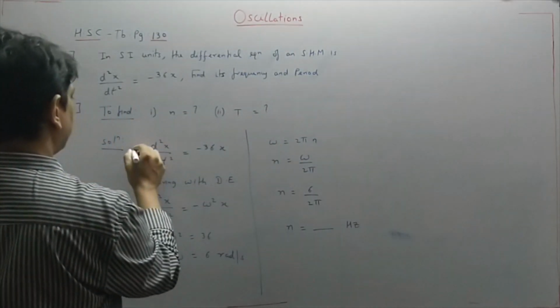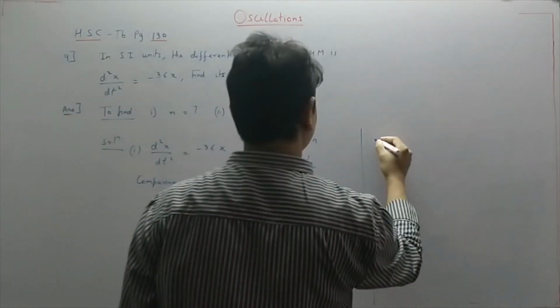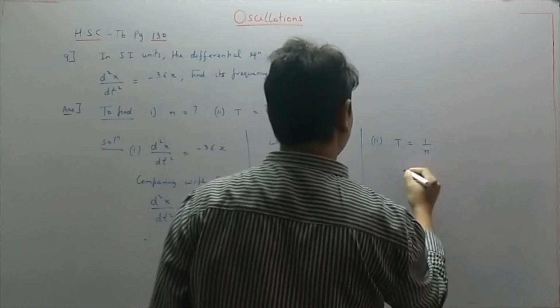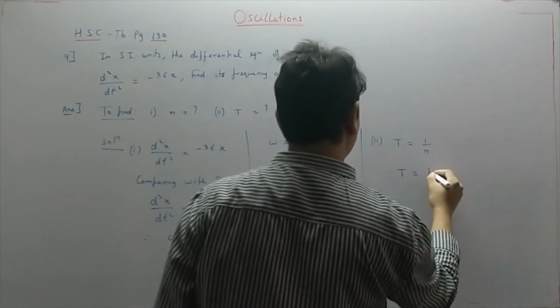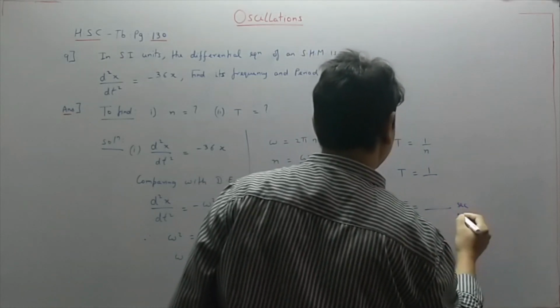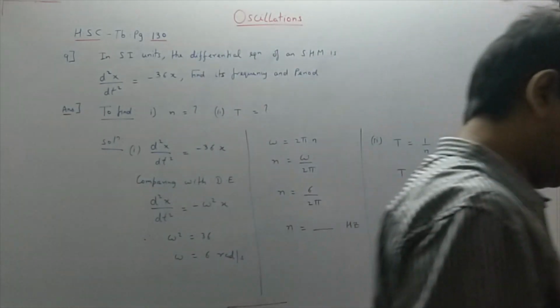Similarly, we can find the time period. There is a relation between time period T and n: T is 1 upon n. Put the value of n and find T in seconds. So, please solve this.